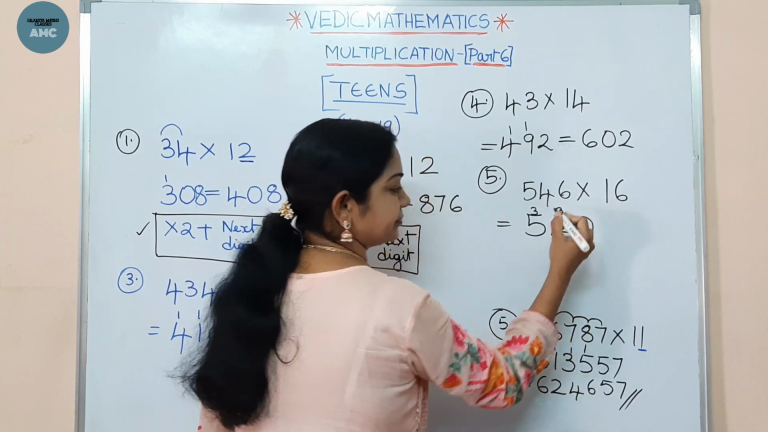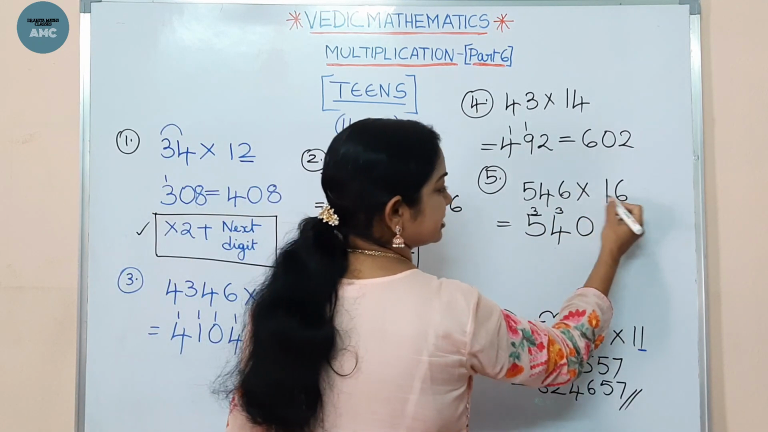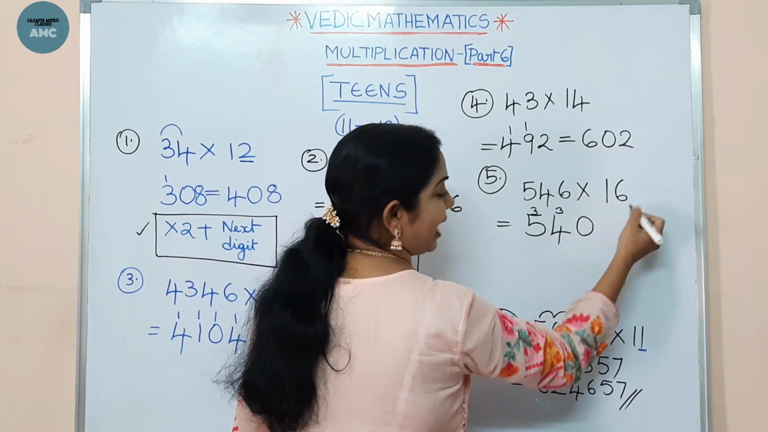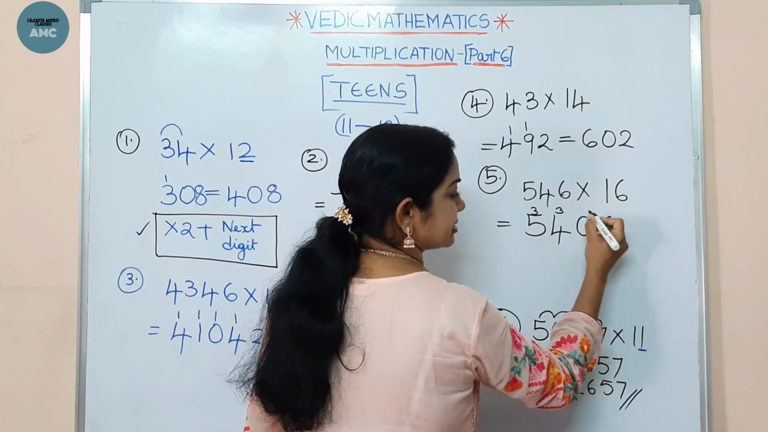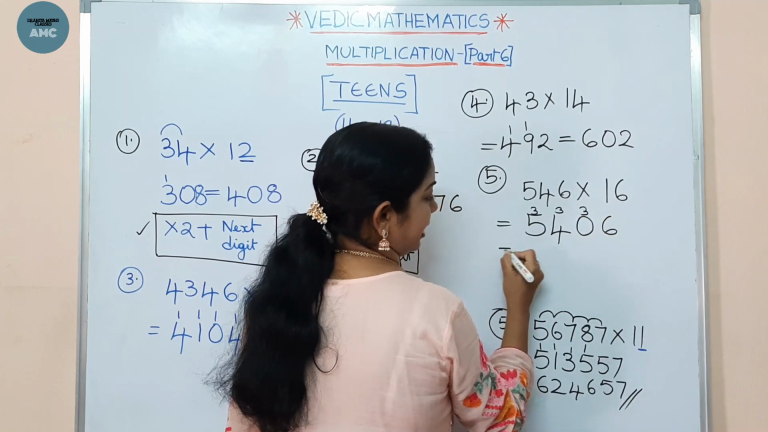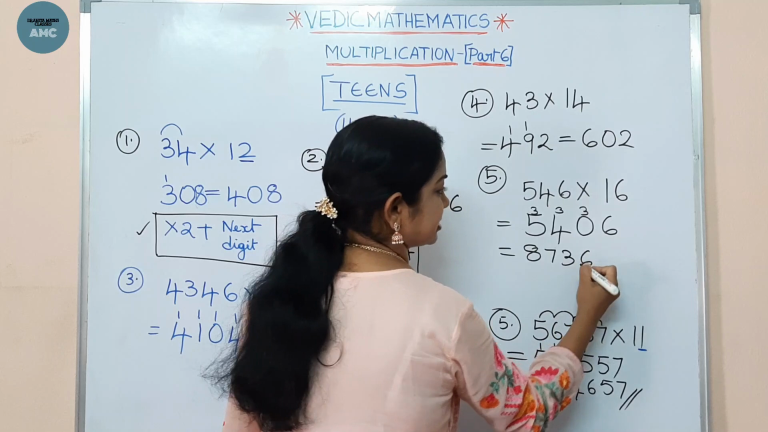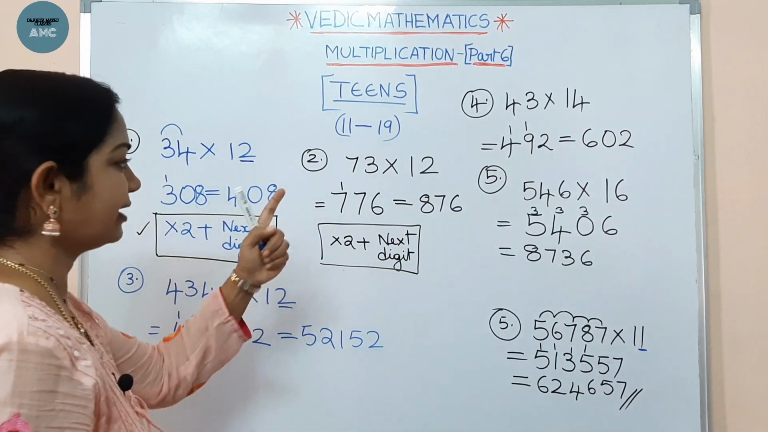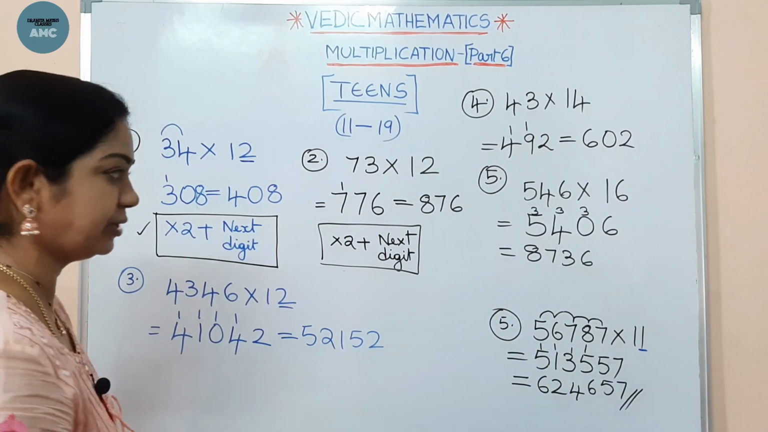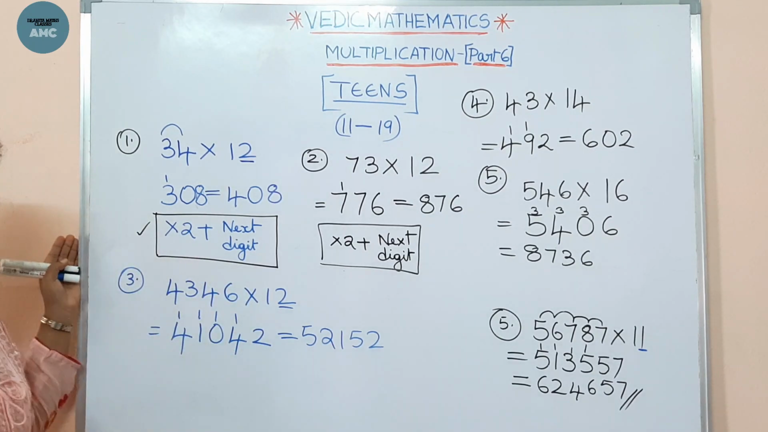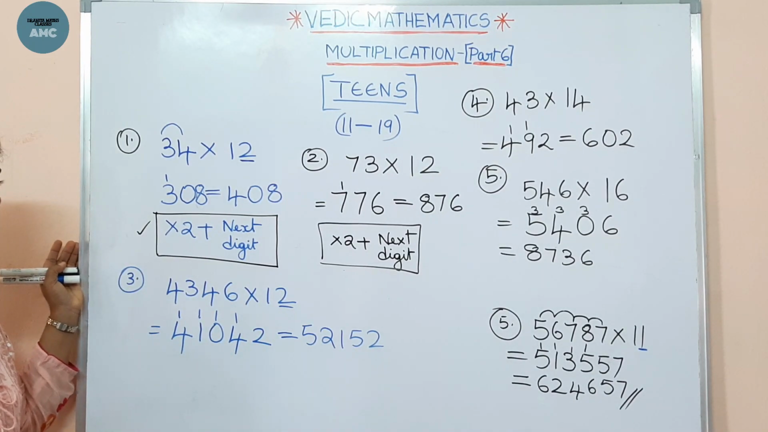0 and 3. Now here 6 times 6 is 36, right? There is no number to add. So 36 means 6 and 3. Now the answer here is 8736, right? So multiplying with any teens, we can do it this way. It takes only 2 seconds. Pause the video and please note it down or take a screenshot.